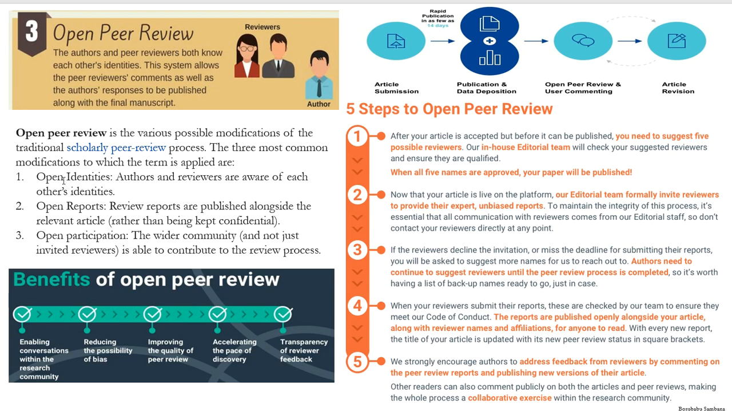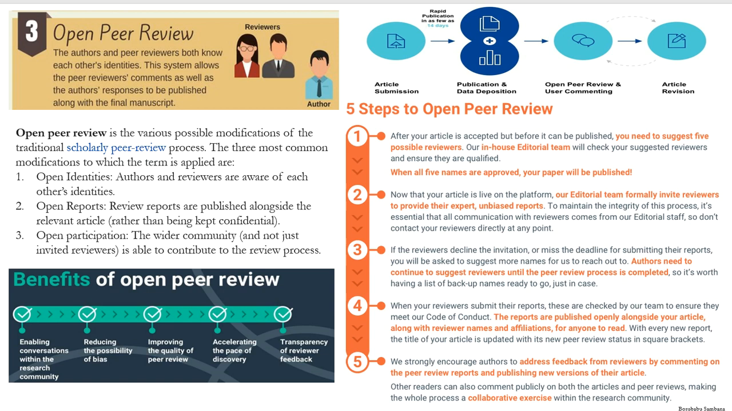Then what is open peer review? The authors and peer reviewers both know each other's identities. It is completely opposite to the double blind peer review. This system allows the reviewers' comments as well as the author's response to be published along with the final manuscript. That means a number of revisions are required. If directly accepted, then it automatically comes under publication. If not accepted, some minor or major reviews are required, then some modifications are required from their end.